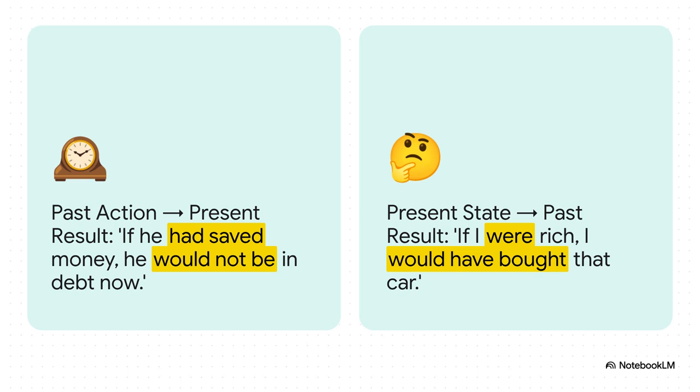You can do 2 main things here. First, you can connect a past action to a present result. Like, if he had saved his money, that's the past, he would not be in debt now, that's the present. See that? Or you can flip it. Connect a present situation to a past result. If I were rich now, that's the present, I would have bought that car yesterday, that's the past. It's an incredibly powerful way to show how different moments in time are connected.